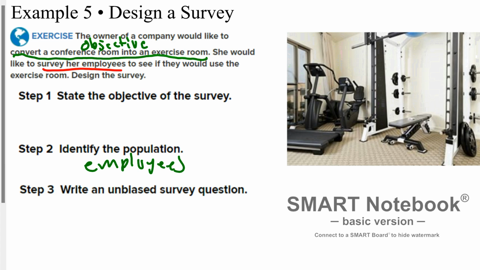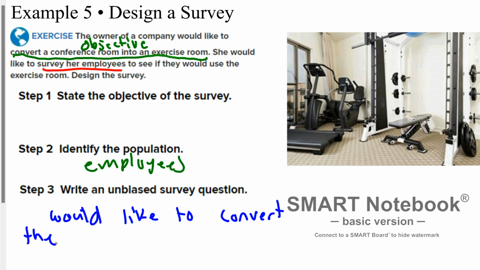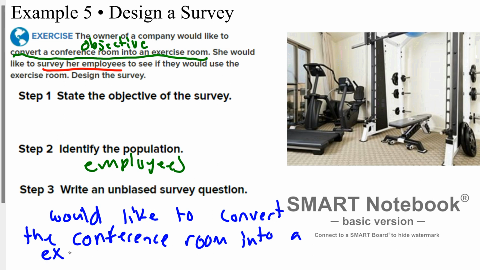So you could just say, would you like to convert the conference room into an exercise room? Okay, so you could ask that question.